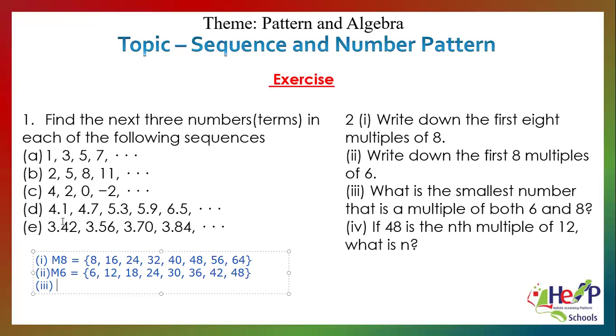Brian, you've not talked to us, so maybe you can take up from there. Brian, open your microphone and tell us that number that is smallest for both 6 and 8. 24. Yeah, 24, and that is the one we call the LCM, and that is going to be 24.